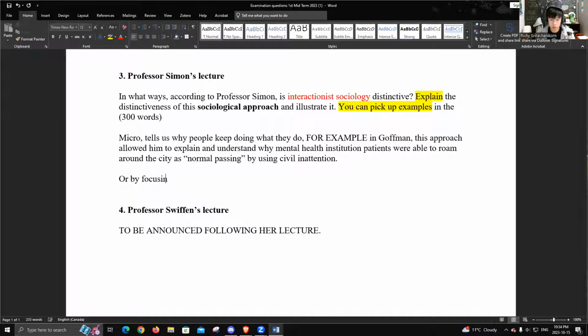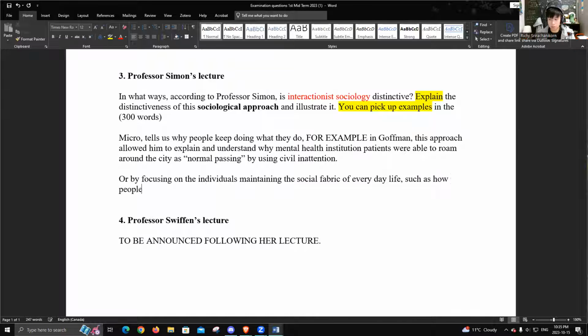focusing on the individuals maintaining their social power of everyday life, such as how people engage in focused interactions differently.